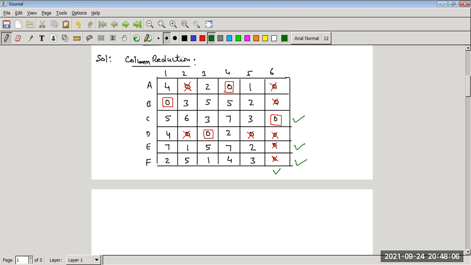Now what we do? We have to draw a line through unticked rows. We draw the line through unticked rows. These are the unticked rows. And this is the unticked row. Right? And ticked column. So this is the ticked column. So we have to make a line through this. Now you can see that we have number of assignments 1 2 3 4. Number of assignments are 4, and number of lines drawn are also equal to 4. So number of assignments is equal to number of lines drawn.